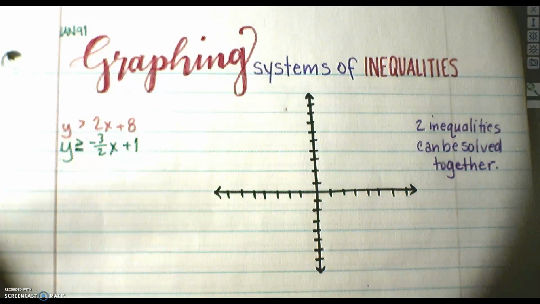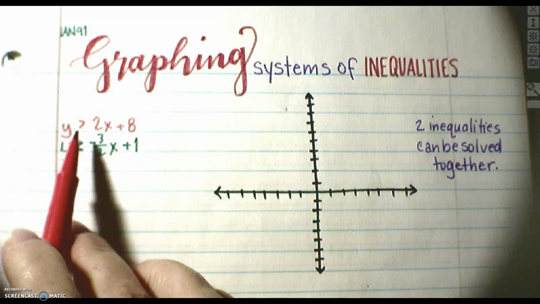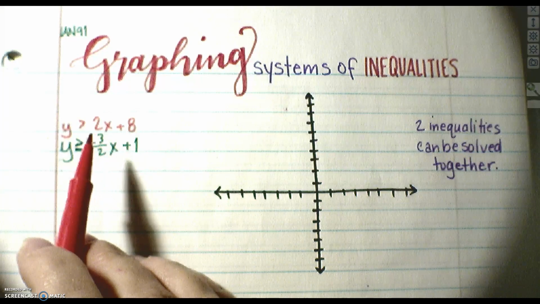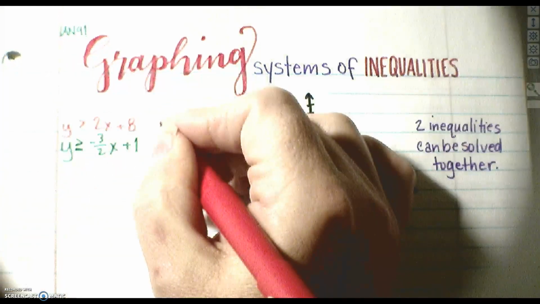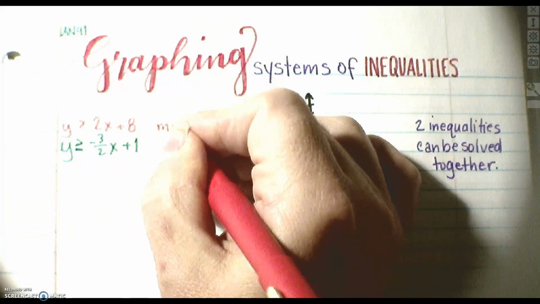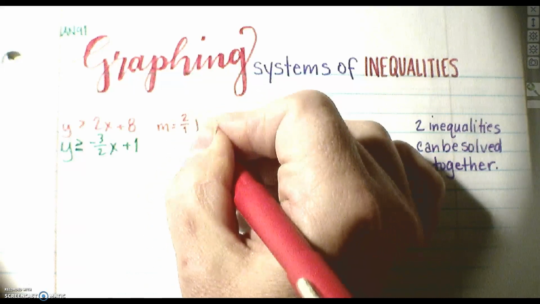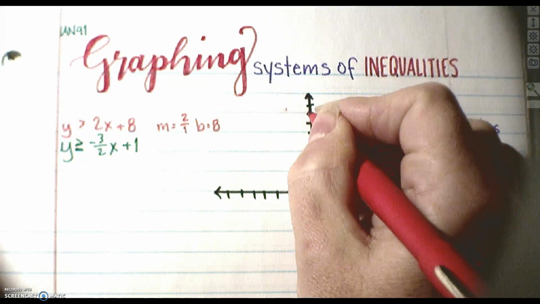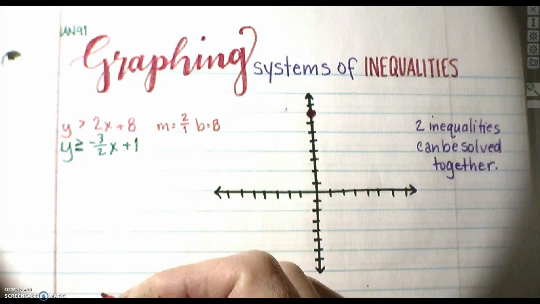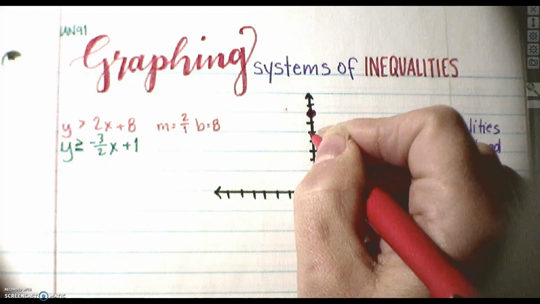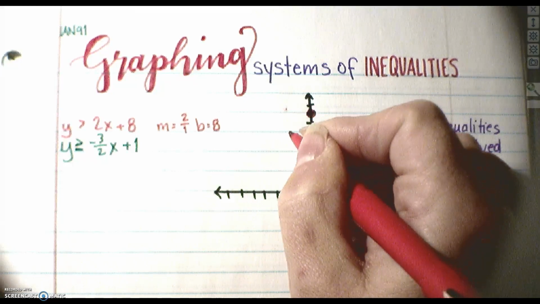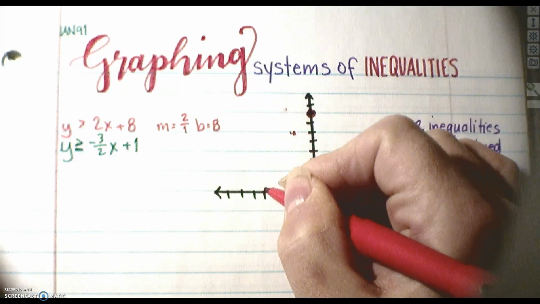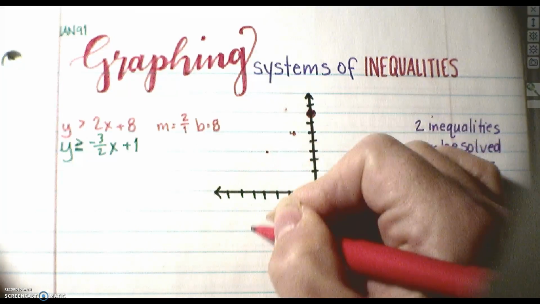So let's look at the first one. Y is greater than 2x plus 8 means that my slope is 2. My y-intercept is 8. 2, 4, 6, 8. There's my y-intercept. So it's going to be about there, about here.